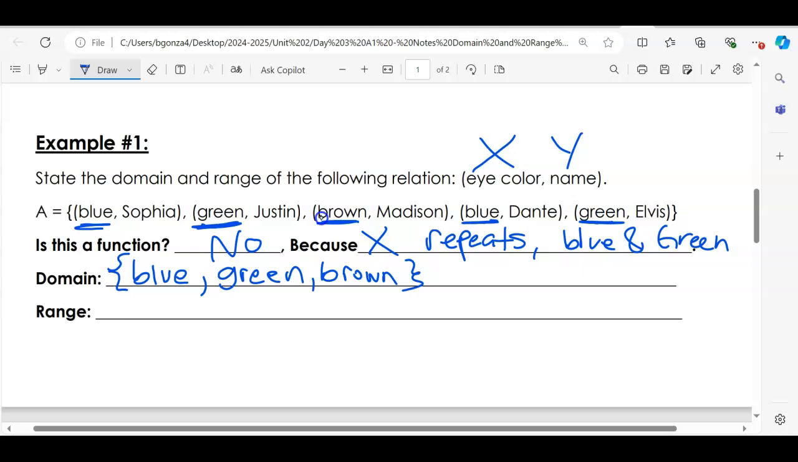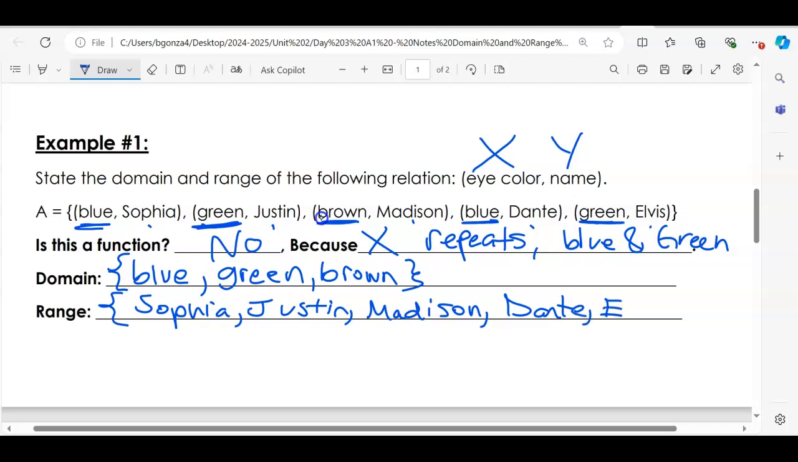Range, now look at all these Y values. You got Sophia, Justin, Madison, Dante, Elvis. There's no repeaters, so you put a bracket and you're just gonna write all these names. Sophia, Justin, Madison, Dante, Elvis. Cool.